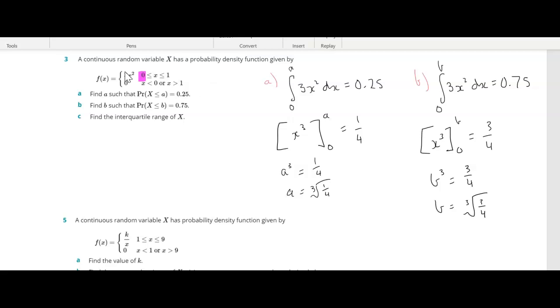All right, so your interquartile range. So your interquartile range, IQR, is your upper quartile. So I'm going to use Q3 because that's the notation we do use. So we have cubed root of 3/4 minus the cubed root of 1/4, and then we can just do that on the calculator.